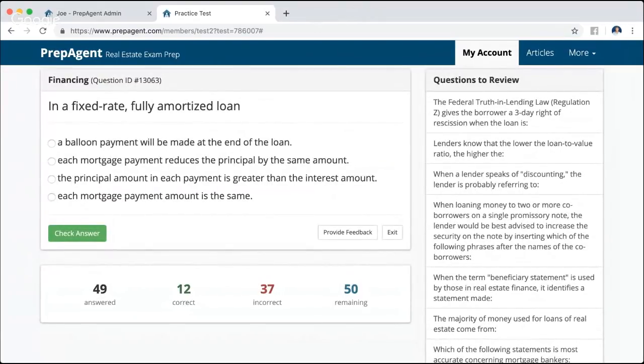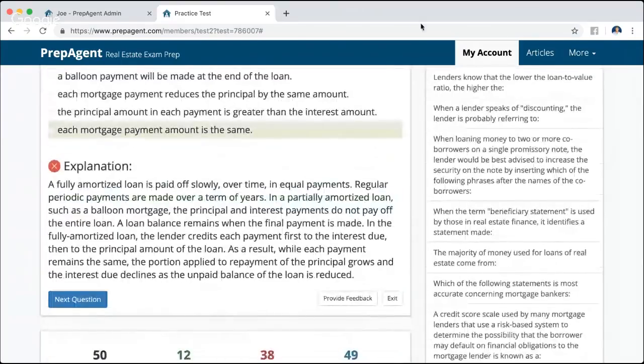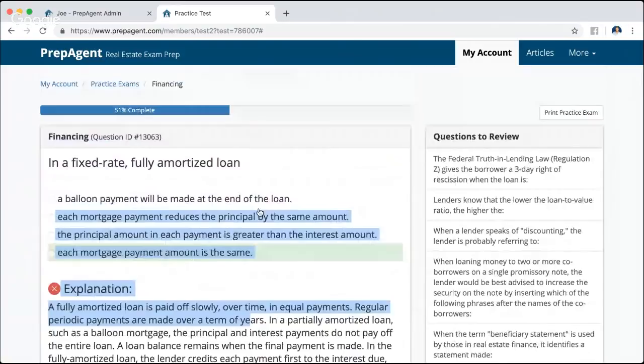In a fixed rate, fully amortized loan, A, a balloon payment will be made at the end of the loan. B, each mortgage payment reduces the principal by the same amount. C, the principal amount in each payment is greater than the interest amount. Or D, each mortgage payment is the same. What do you guys think? D, each mortgage payment is the same amount. Good.